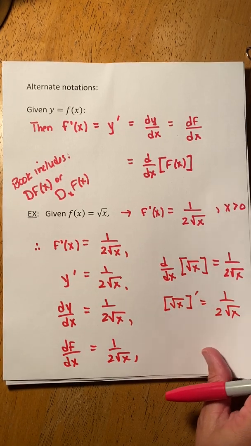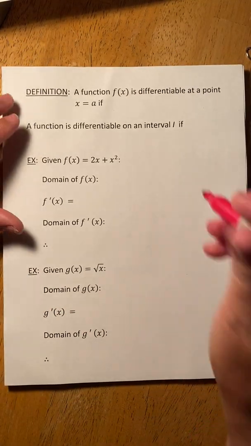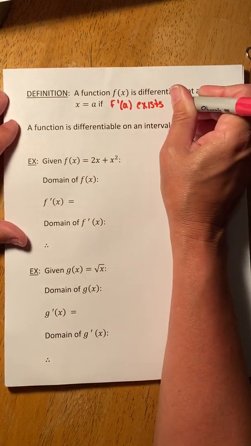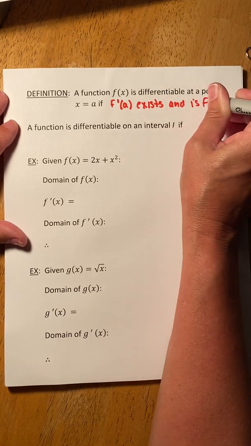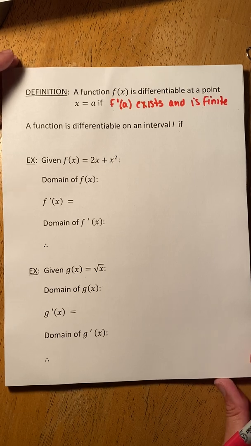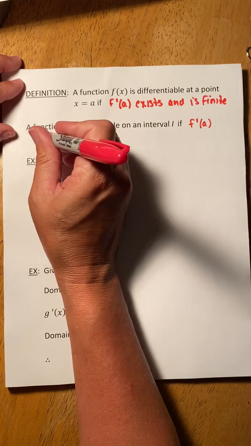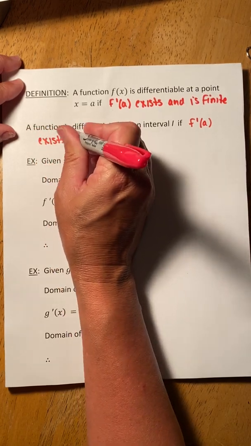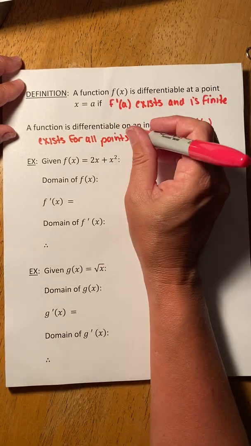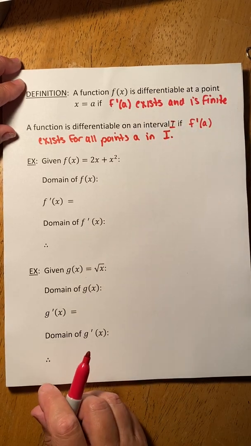Right. We say a function is differentiable at a point if the derivative exists at that point, exists and is finite. So a function is differentiable on an interval I if f prime of a exists for all points a in that interval I. I'll call that I right there.